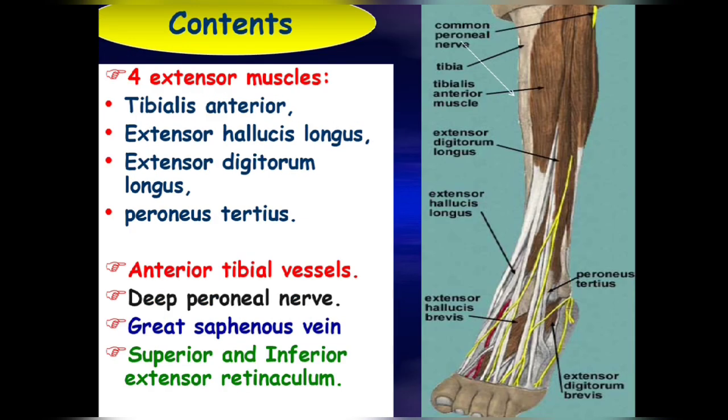Contents of anterior compartment. Contents are 4 extensor muscles: number 1 muscle is tibialis anterior, extensor hallucis longus, extensor digitorum longus and peroneus tertius. Also anterior tibial vessel, deep peroneal nerve, great saphenous vein and superior and inferior extensor retinaculum. In this diagram we can see this is tibialis anterior, this is tibia, this is common peroneal nerve, extensor digitorum longus, extensor hallucis longus, peroneus tertius.